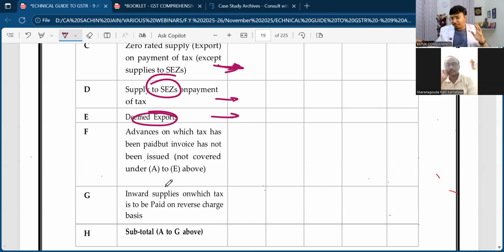Deemed export. For deemed export, there is a requirement of certain documentation. Yes. If I am making the supply to a particular exporter, I have to take the copy of LUT from that particular person. I also need to take a declaration that the person is going to make the export within 90 days. I also need to take the copy of the IEC certificate, import export certificate. Okay. These are the mandatory documents which are required.